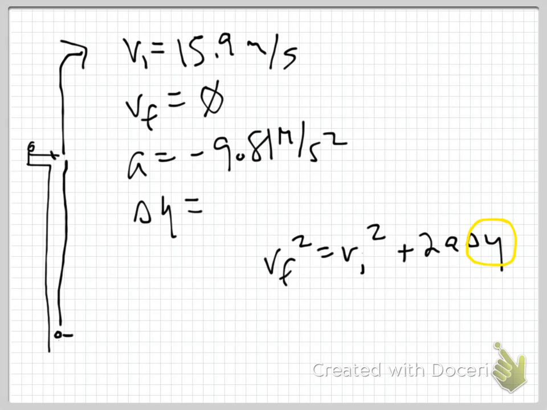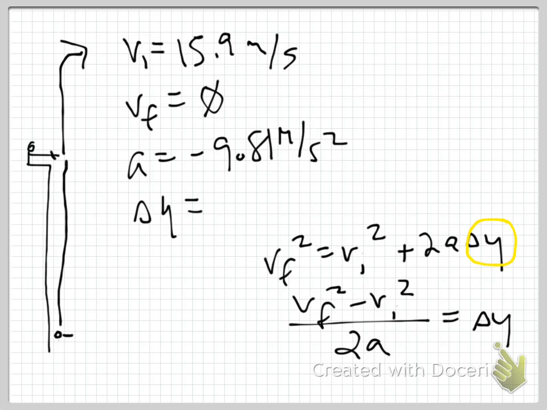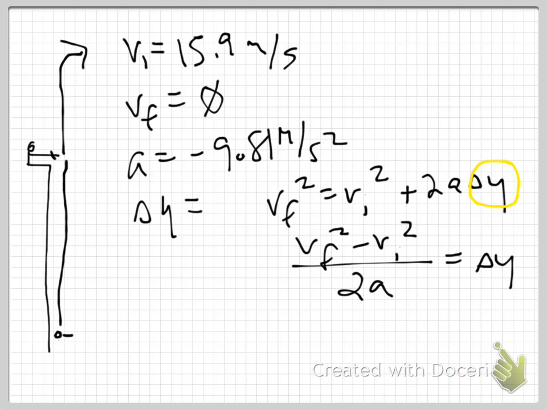Where were we? So you've circled what you're rearranging for. From here, if you made mistakes, for most people they were probably algebraic. VF squared minus VI squared divided by 2A gives you delta Y. When you plug that in, what you get as a raw answer is 12.8853, etc. meters for delta Y.